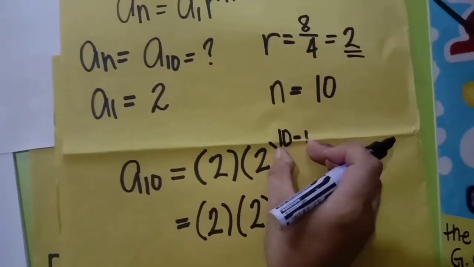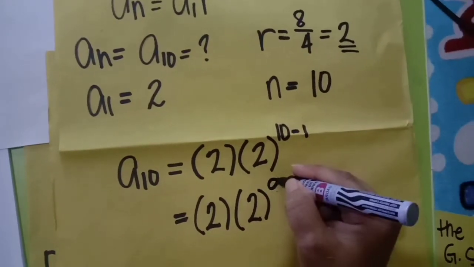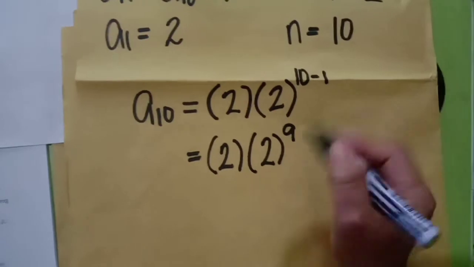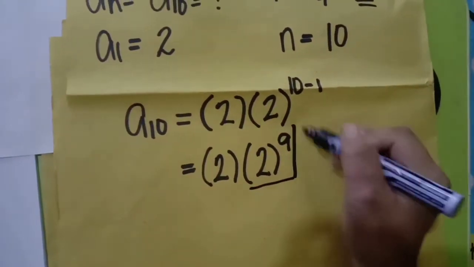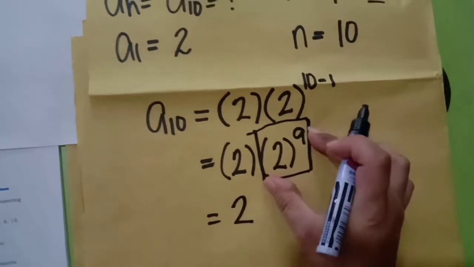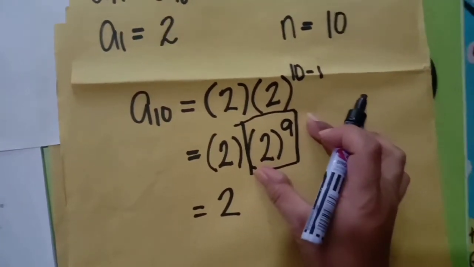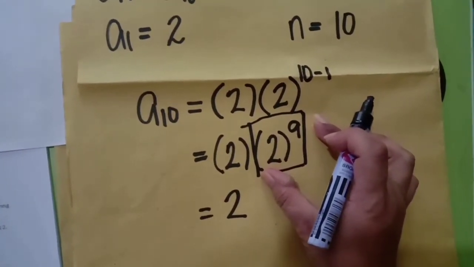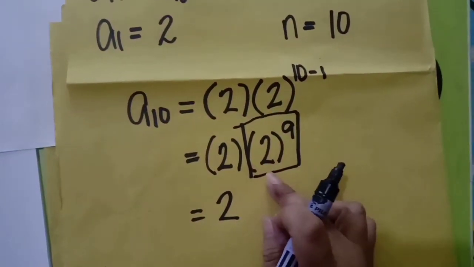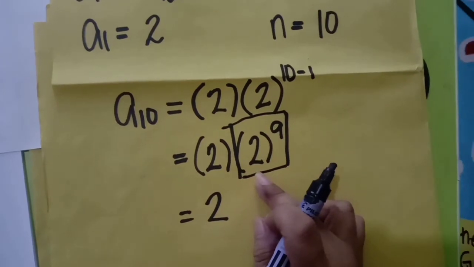Then, you subtract 10 minus 1. 10 minus 1 is 9. Huwag nyo uli ito i-multiply. Ang gagawin nyo, uunahin nyo ito, 2 raised to 9. So, you bring down 2 and then you simplify 2 raised to 9. Ano yung ibig sabihin ng 2 raised to 9? 2 raised to 9 means you will multiply 2 to itself 9 times.